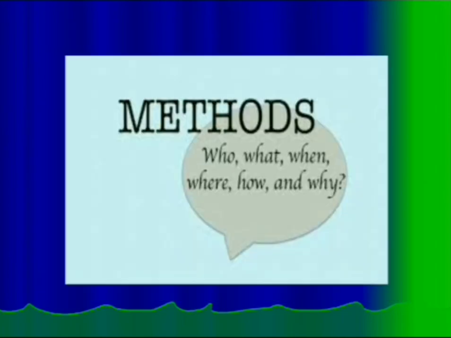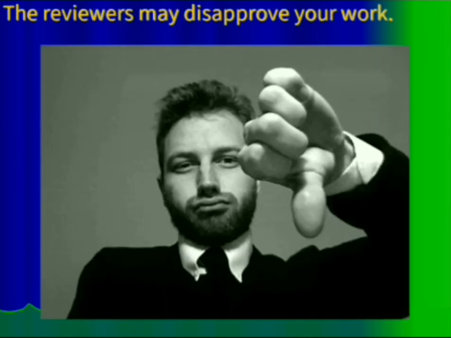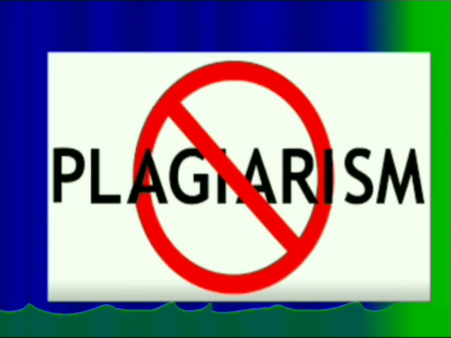And of course, you have to use appropriate methodology and methods. Who, what, when, where, how, and why. In order to answer these questions, you have to use different kinds of methods that we talked about before. Sometimes the reviewers may disapprove of your work. They may point out some mistakes in your work. In this case, you should keep your stability, and of course, you should continue. You should correct your mistakes.